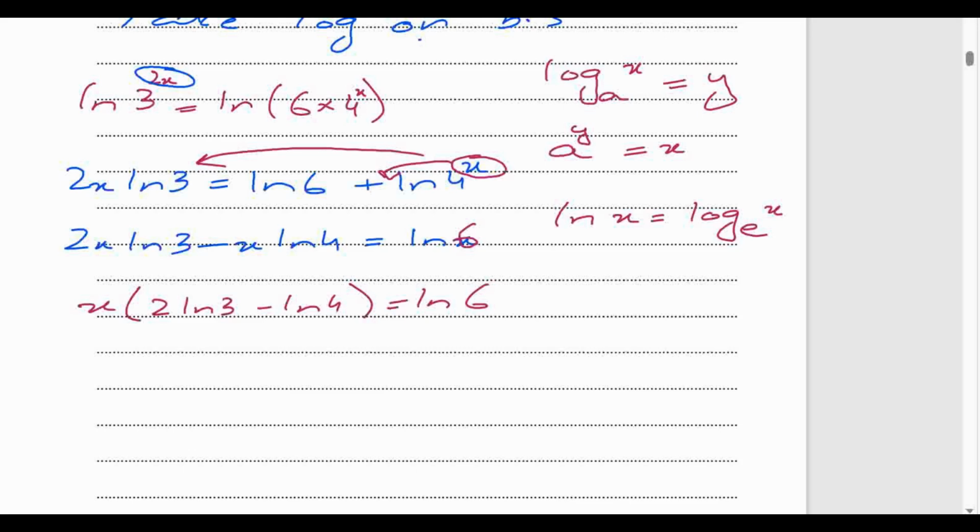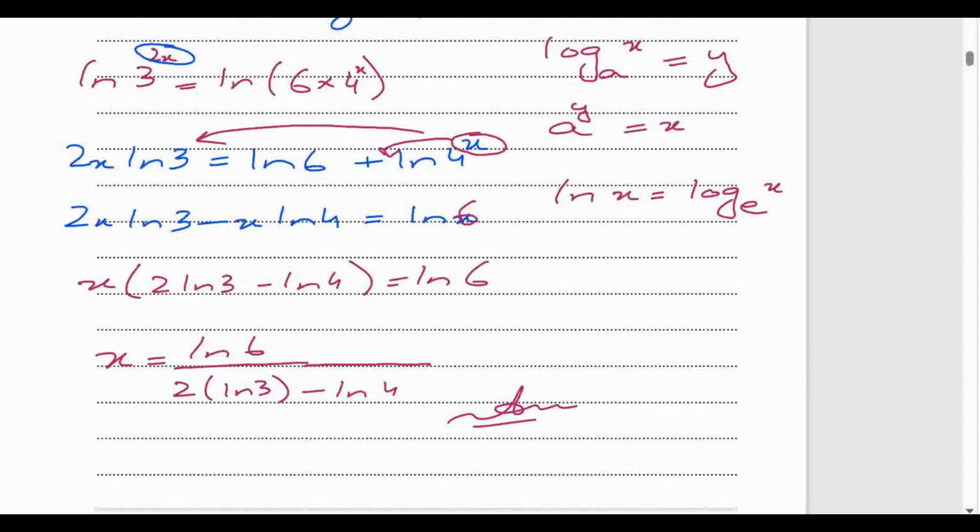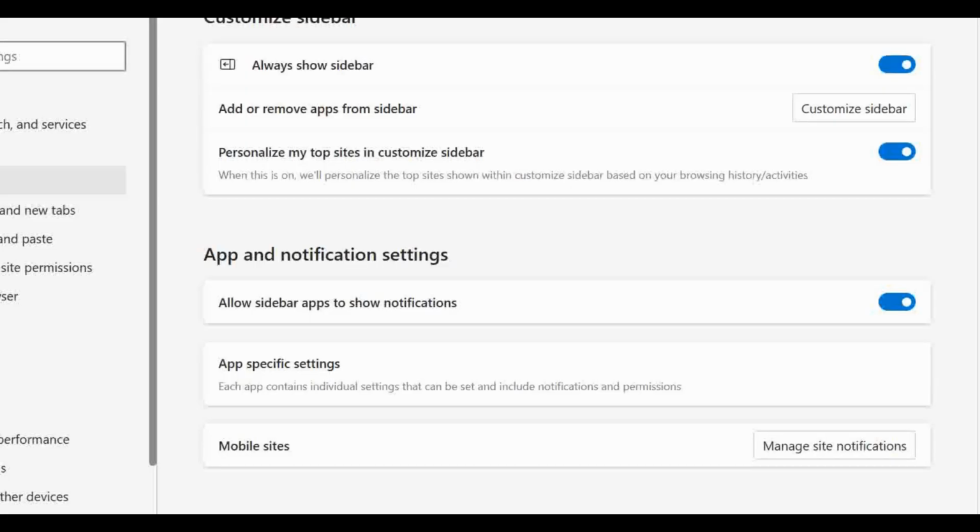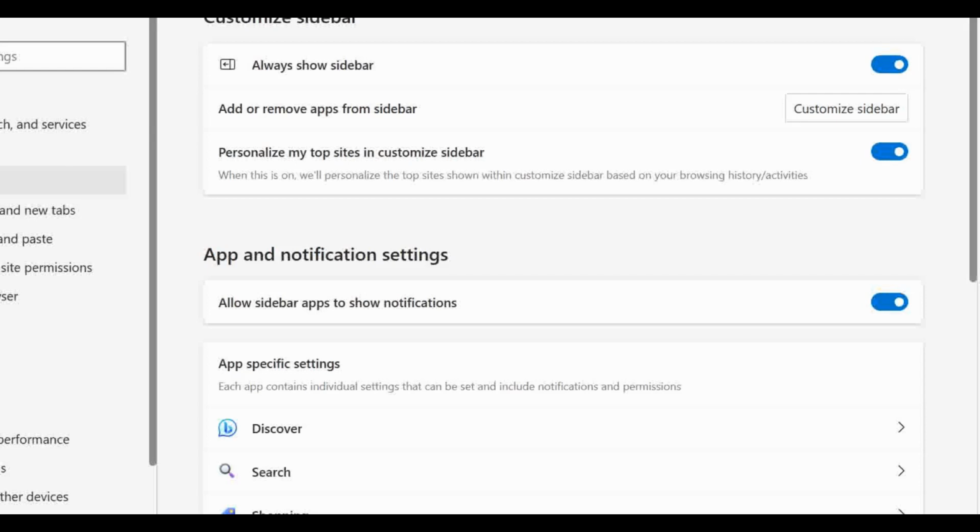Now this will further give x equal to natural log of 6 divided by 2 into natural log of 3 minus natural log of 4. So this will be the final answer. This will be the exact answer, but we can further simplify it on the calculator.